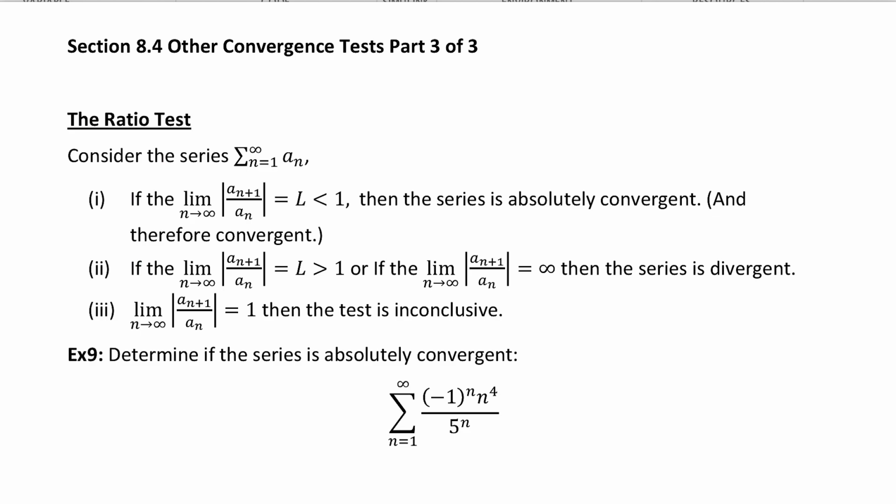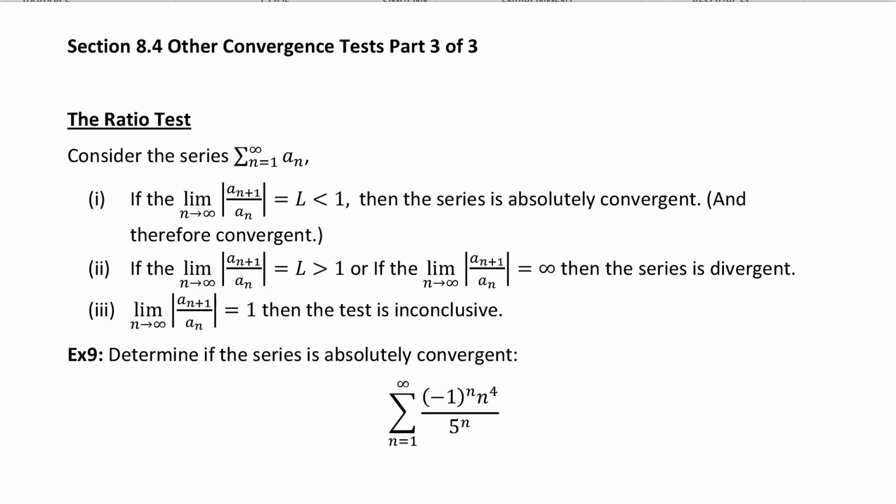The ratio test tells you that if you have the series sum from n equals 1 to infinity of a_n, and you take the limit as n goes to infinity of the absolute value of the ratio a_(n+1) over a_n, and you get some limit less than 1, then the series is absolutely convergent and therefore converges. If you get something larger than 1, then the series is divergent. And if you get exactly 1, then the test is inconclusive. You have to do something else.